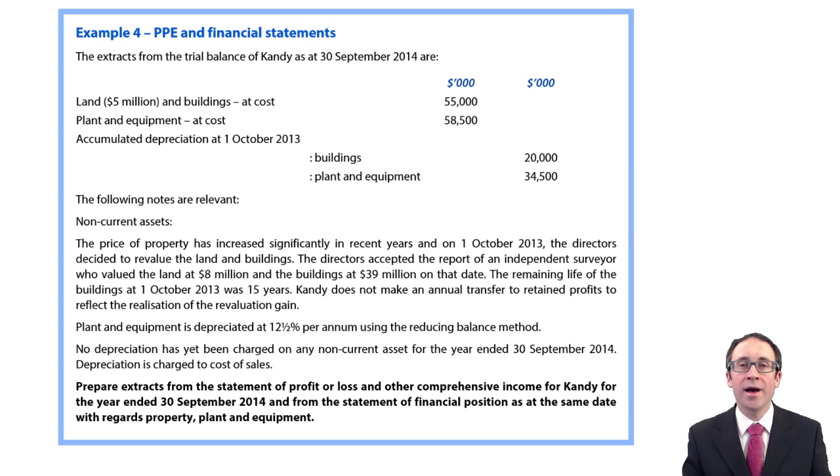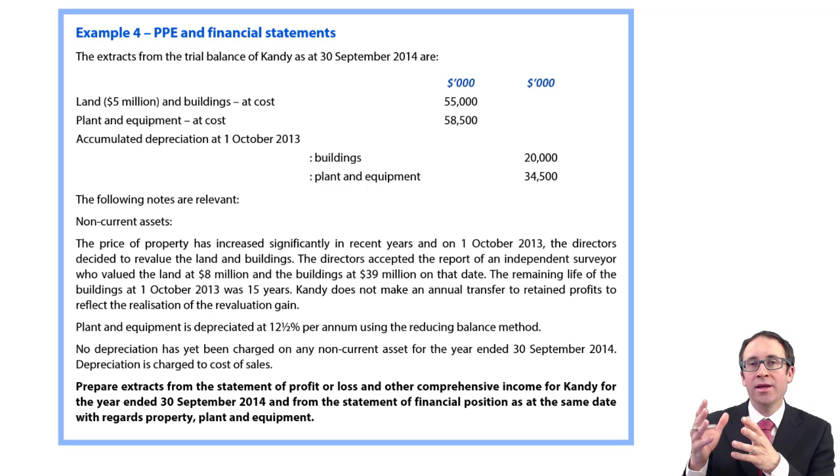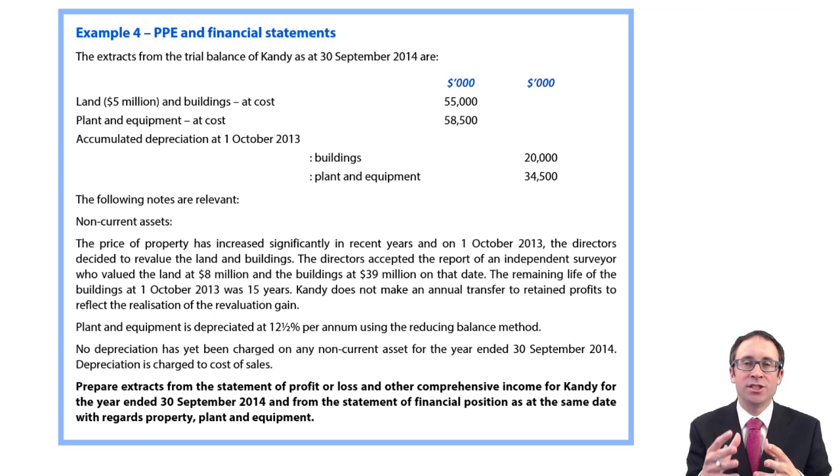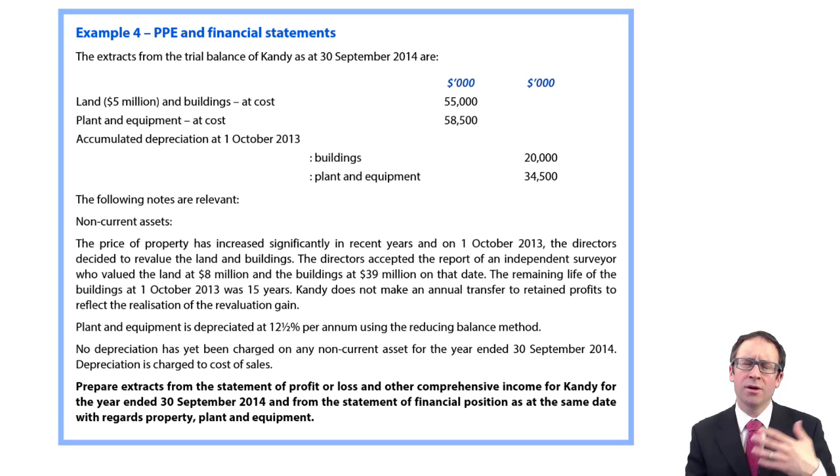Right, let's go through and work an extract from a 20-mark section C, preparation of individual company accounts style question. Remember, in that question, you'll be given the requirement to prepare the financial statements, so statement of financial position, statement of profit or loss. You'll be given a TB, and then you'll be given the additional information.